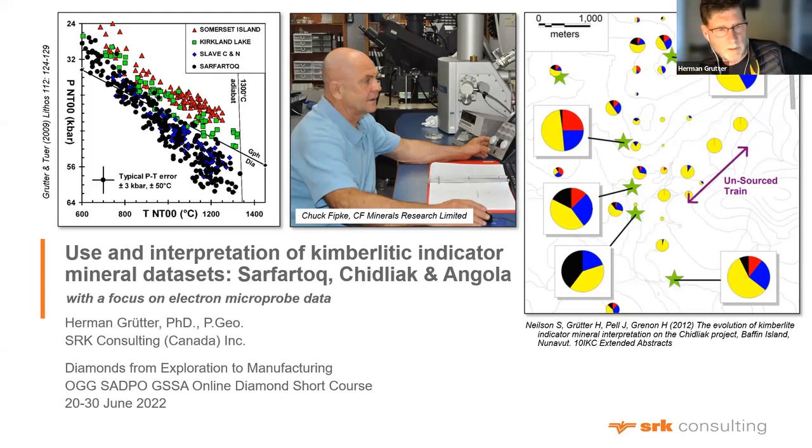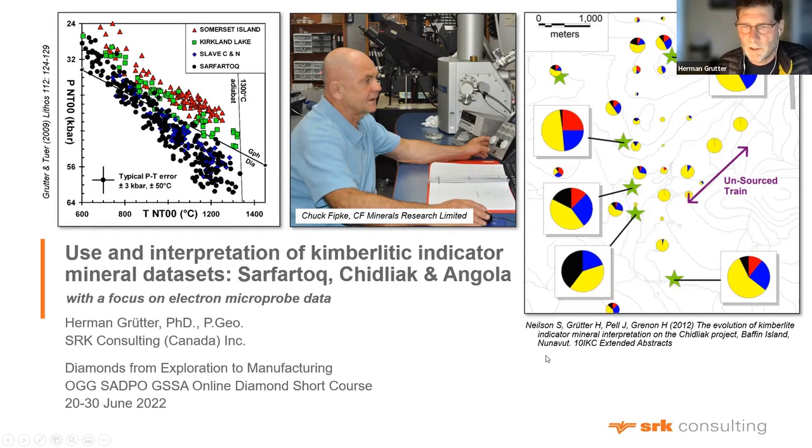And we're going to look at Sofatok and Chidliak, and then also just do a little bit of an interpretation on Angola. So on the top left of this front piece there, this is a pressure and temperature plot, clinopyroxene thermobarometry, with black data points for Sofatok, that's in Greenland. We'll talk about Greenland for a moment. Just notice here, very cold geotherm, very well constrained.